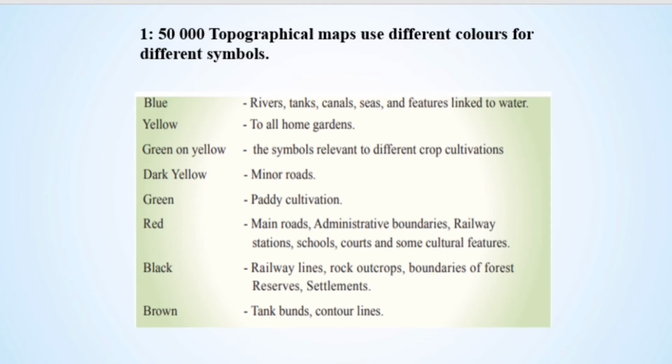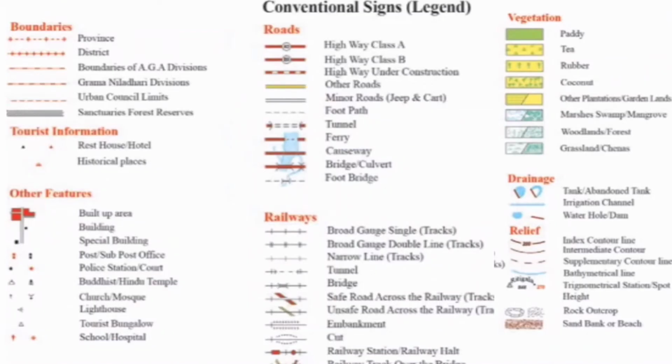Red: main roads, administrative boundaries, railway stations, schools, courts and some cultural features. Black: railway lines, rock outcrops, boundaries of forest reserves and settlements. Brown: tank bunds and contour lines. Here, in 1 to 50,000 topographic maps, these are the standard conventional signs.